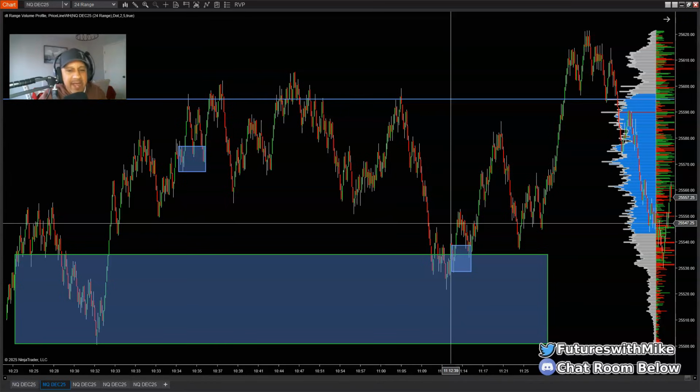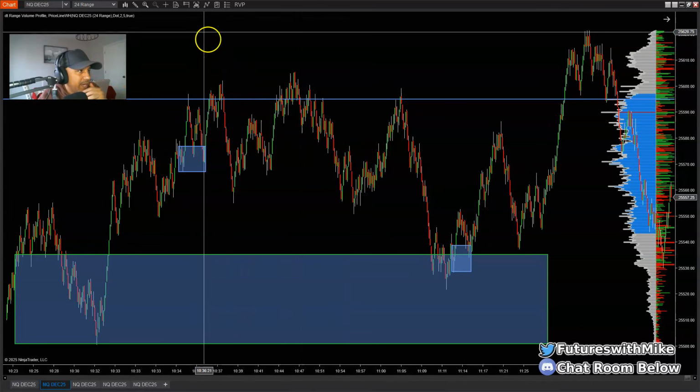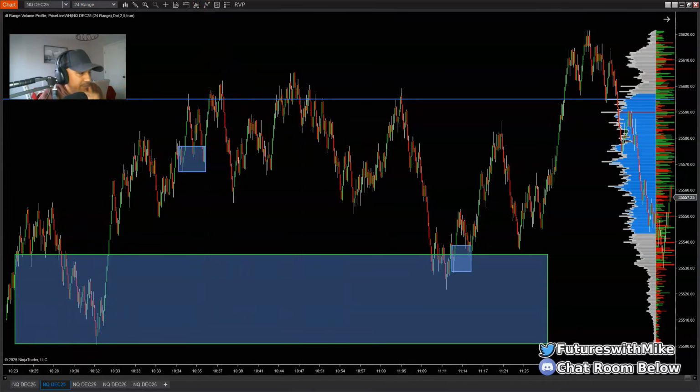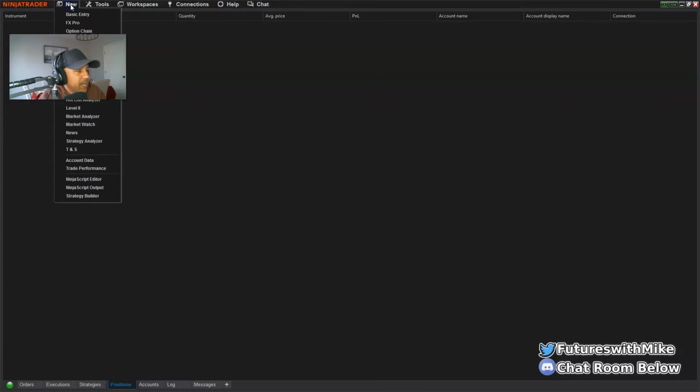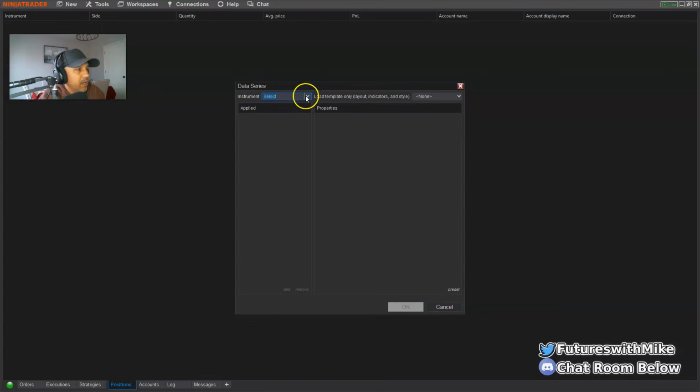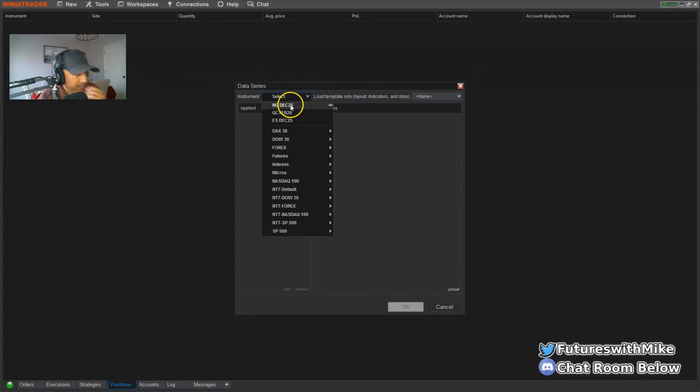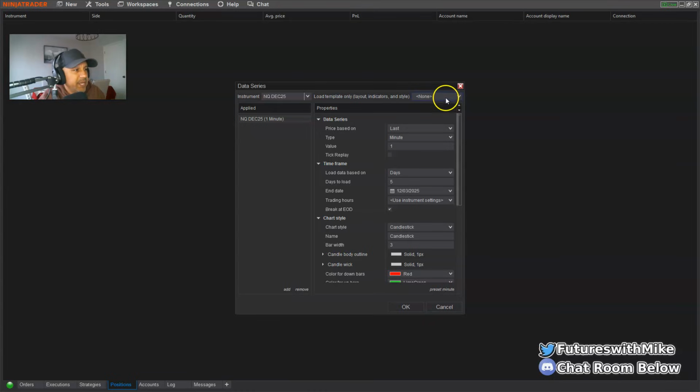Now, some people have asked, what are your settings when it comes to range bars? It's very simple, guys. Let me show you right quick. Let's say you want to open up a new chart. Just go to New, Chart on NinjaTrader. You can pick the instrument you want to trade. We'll do the NASDAQ. Everything else here is pretty much the same.